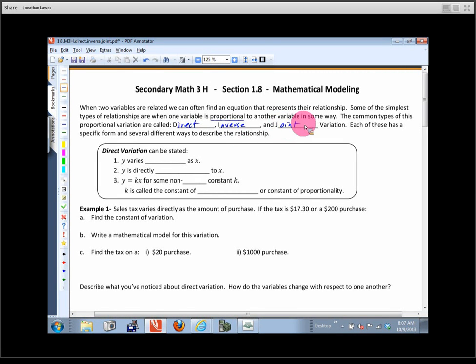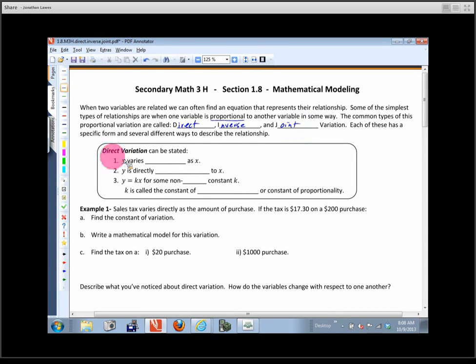Okay? Each of these has a specific form that we can put in, and there are lots of different ways where we can describe this relationship, because sometimes we'll get a word description of what's going on. Sometimes we'll get an equation description of what's going on. Sometimes we get a graphical description. And what we're going to start off with here is kind of a word description.